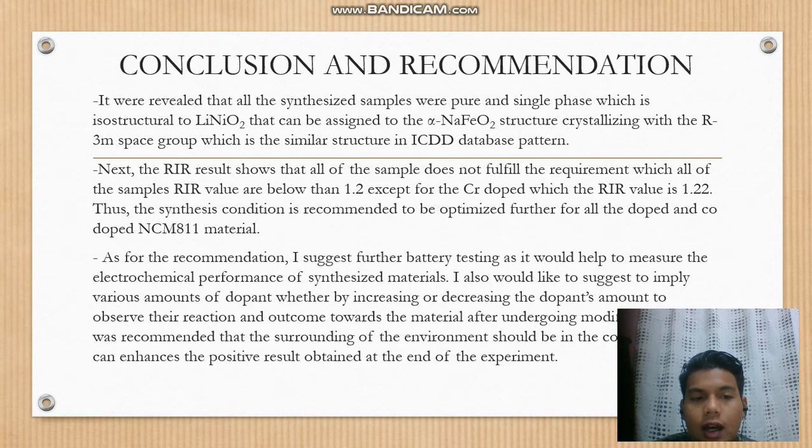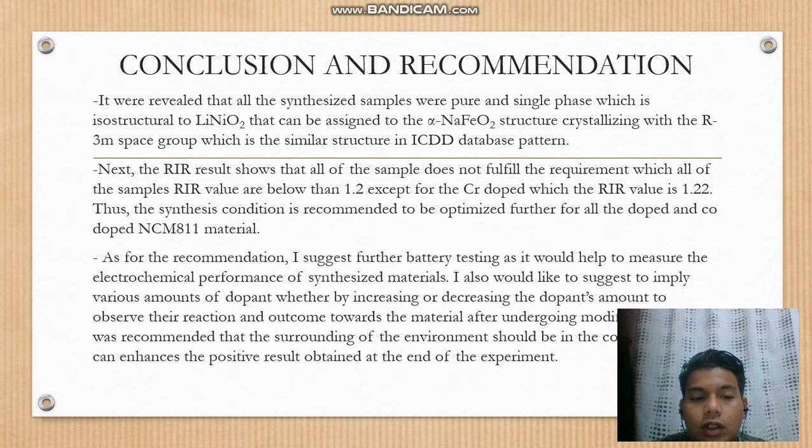Next, the RIR result shows that all of the samples do not fulfill the requirement, as all of the sample RIR values are below 1.2, except for the chromium dope, of which the RIR value is 1.22. Thus, the synthesis condition is recommended to be optimized further for all the dope and co-dope NCM811 material.